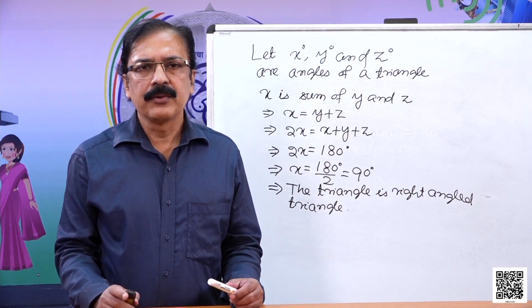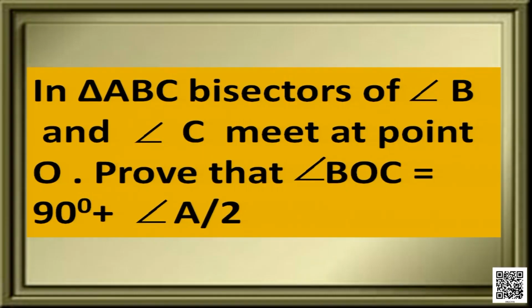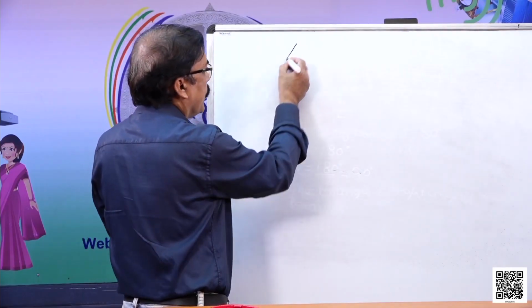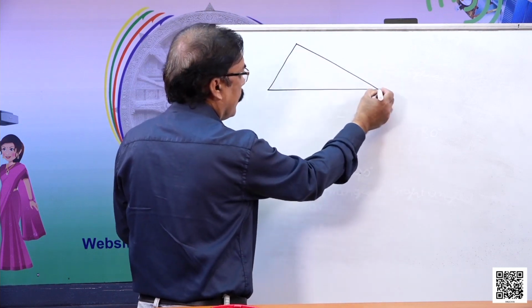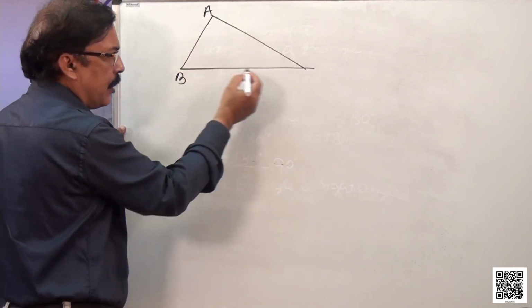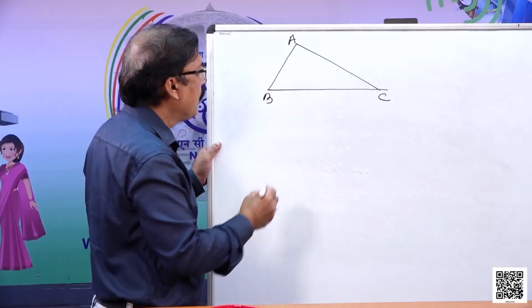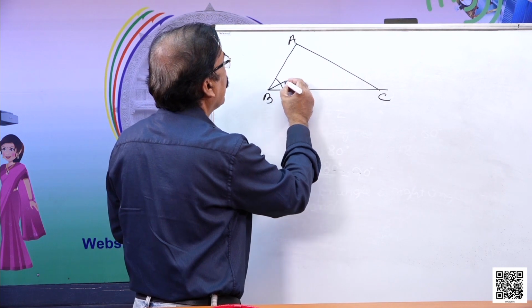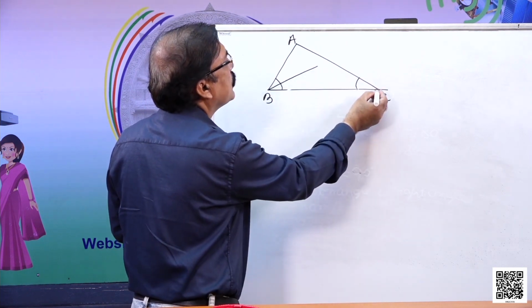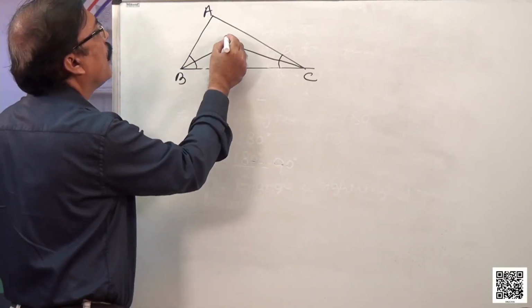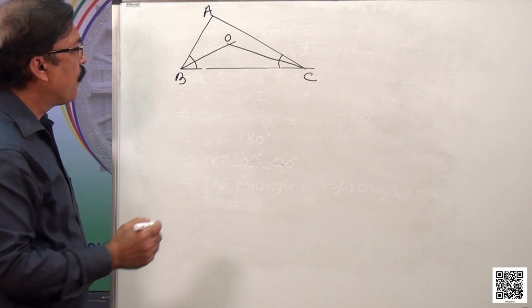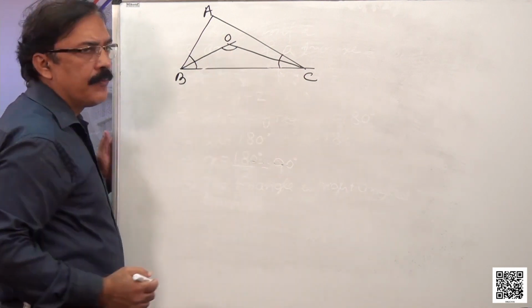Next, have a look at this question. In triangle ABC, bisectors of angle B and C meet at a point O. Prove that angle BOC is equal to 90 degree plus A by 2. So here a triangle is there, its name is ABC. The bisector of angle B and bisector of angle C meet at a point O. We have to find the measure of angle BOC.